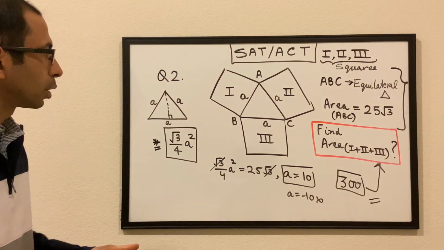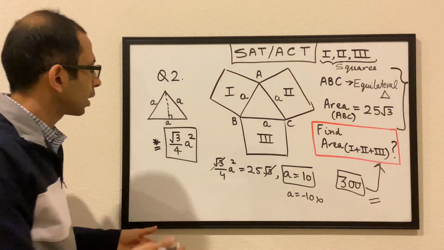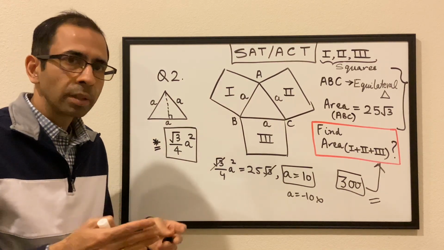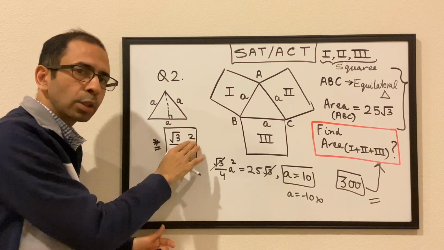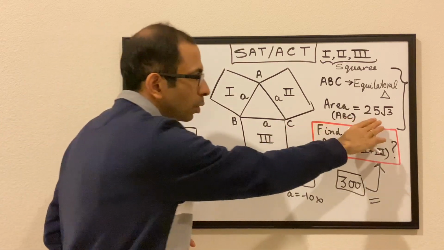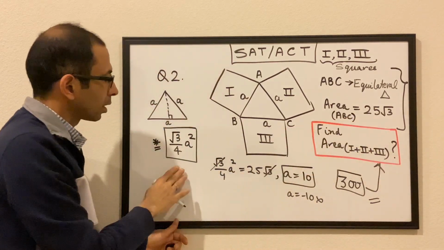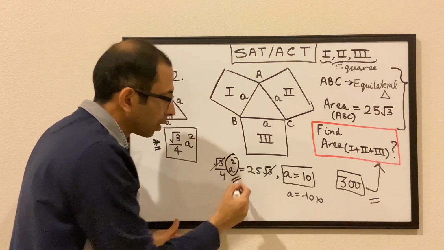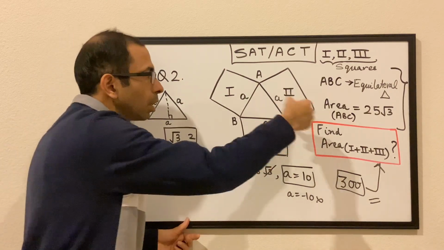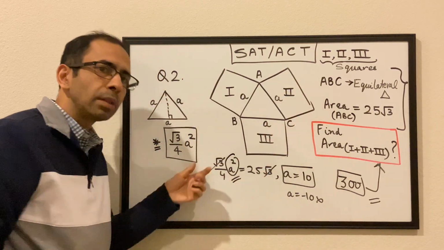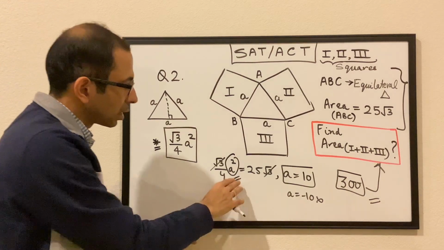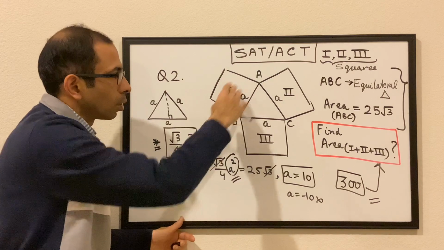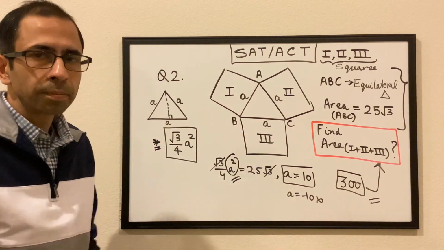Just to quickly reiterate, we are using the fact that the area of an equilateral triangle in terms of its side is root 3 over 4 side square, and that is given to be 25 root 3, which directly gives us the value of a. In fact, it gives us the value of a square, which is what we actually needed, because the area of a square is a square. We didn't even have to do the square root, because this directly gives us the area of one square. A square is equal to 100, so obviously 3 times 100, so 300.